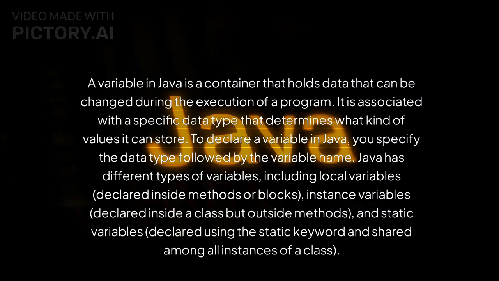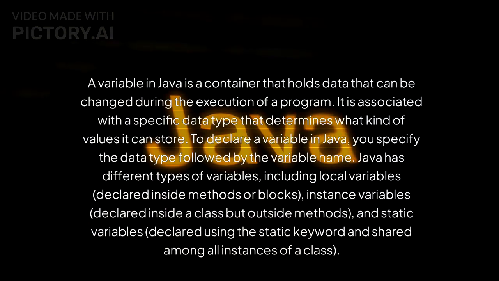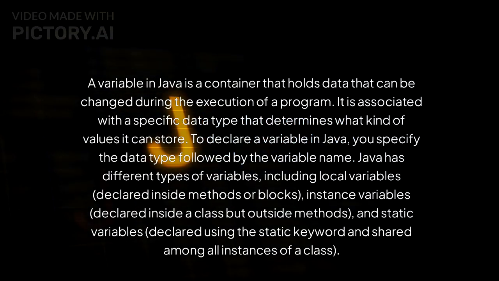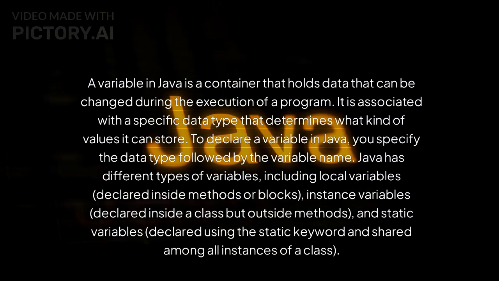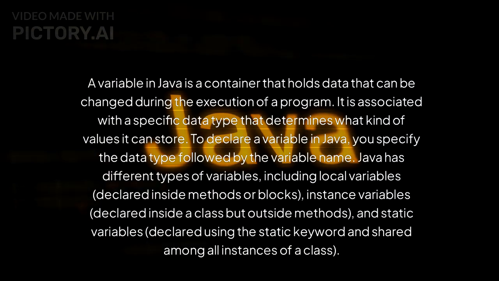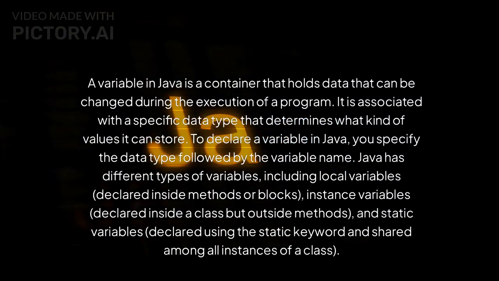Java has different types of variables, including local variables, declared inside methods or blocks, instance variables, declared inside a class but outside methods, and static variables, declared using the static keyword and shared among all instances of a class.